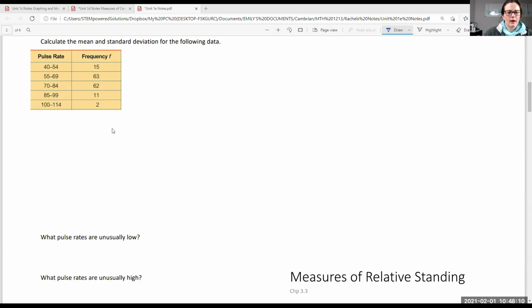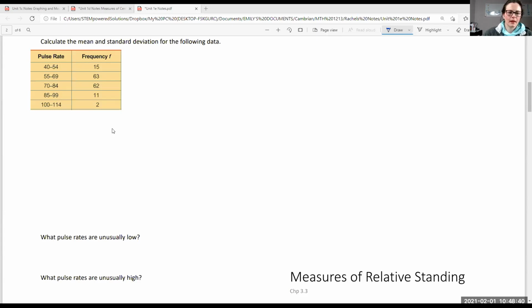Now my midpoint is calculated by doing, open bracket, lower class plus the upper class, close bracket, divide by 2. All right. Now I've calculated my midpoint, and what I did was I just found that black plus sign, and I dragged it all the way down.